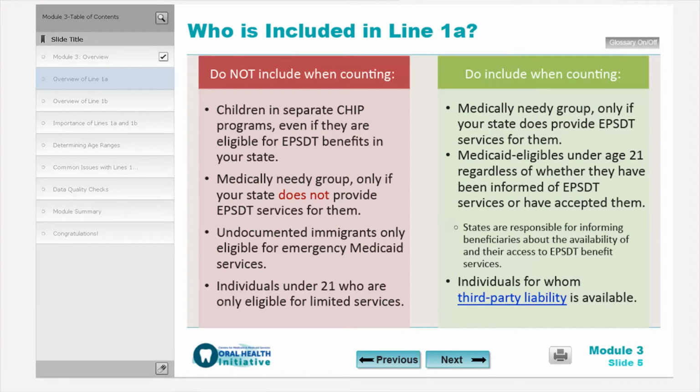When counting eligibles for Line 1A, you will want to include medically needy group, but only if your state provides EPSDT services for them. Medicaid eligibles under age 21 regardless of whether they have been informed of EPSDT services or have accepted them. For this group, states are responsible for informing beneficiaries about the availability of and their access to EPSDT benefit services. Finally, you should include individuals for whom third-party liability is available. Please visit Medicaid.gov for more information on third-party liability.